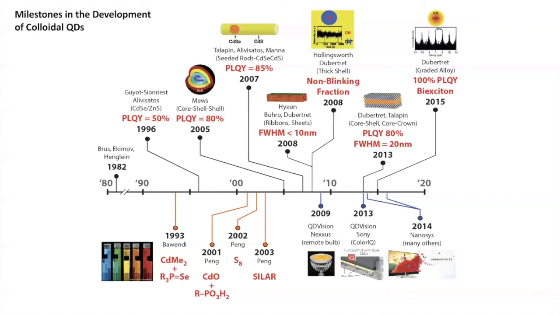So why all these different numbers? Why is the quantum yield bouncing around? What's a biexciton? And how does it relate to these nanostructures?